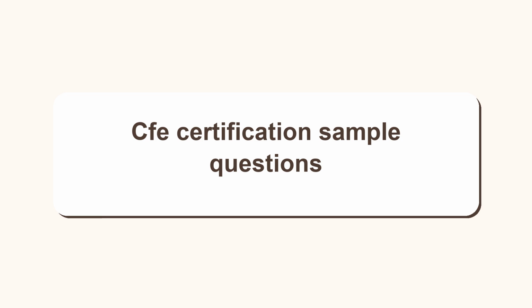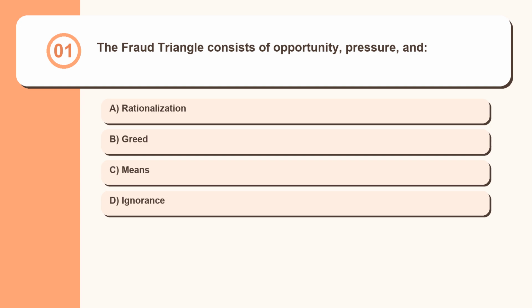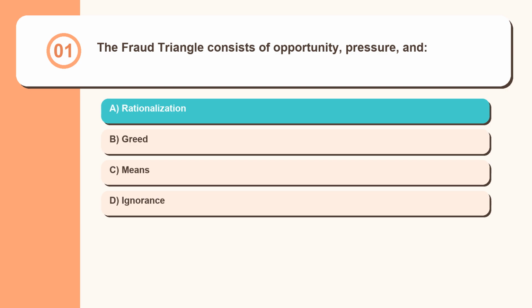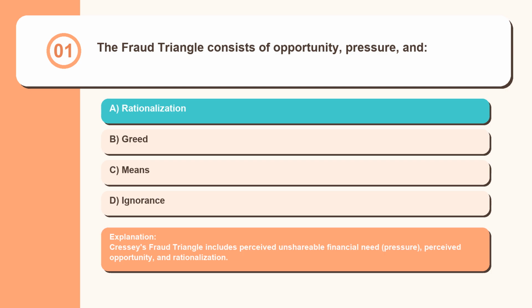CFE certification sample questions. Question 1. The fraud triangle consists of opportunity, pressure, and rationalization, greed, or ignorance. Cressey's fraud triangle includes perceived unshareable financial need (pressure), perceived opportunity, and rationalization.